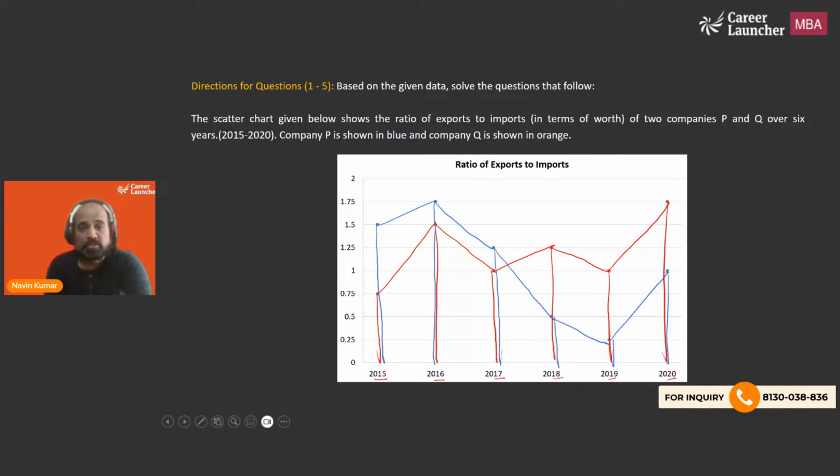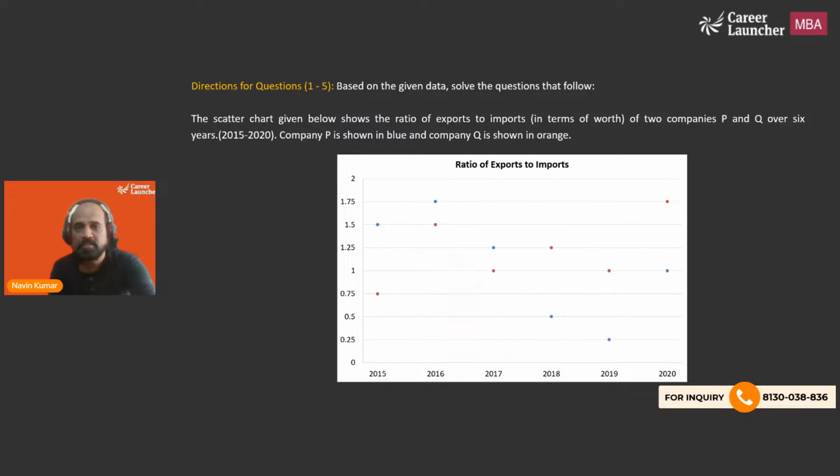Okay. So let's look at the questions, whatever they are going to ask. But before that, let's pick any random value. Let's pick up 2017. This is company P, right? Exports to imports, that is E by I, for company P is given as 1.25. 1.25 in terms of fraction is 5 upon 4. Right? So that means exports is 5 units, imports is 4 units.